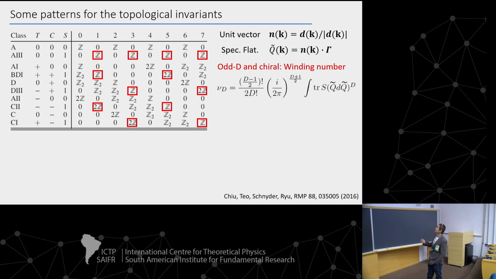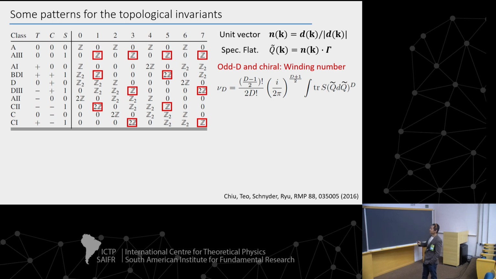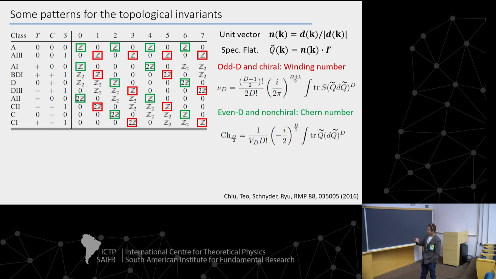Namely, you take this spectrally flattened Hamiltonian and calculate its derivative d times, namely in all the spatial dimensions, take a trace and integrate it. It must be a quantized integer.